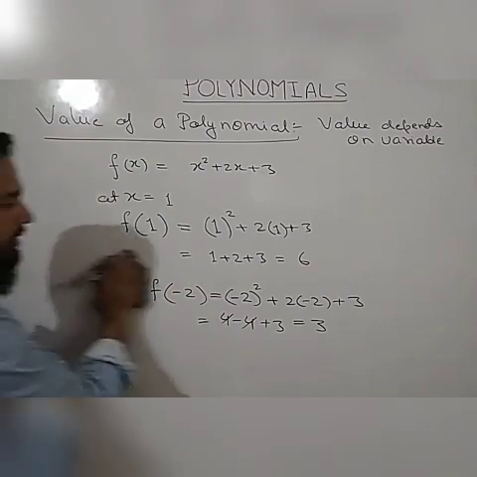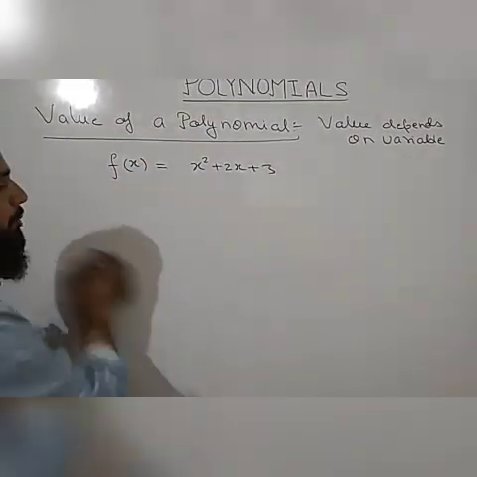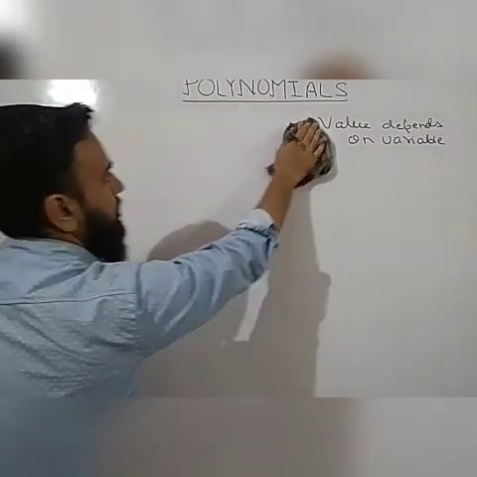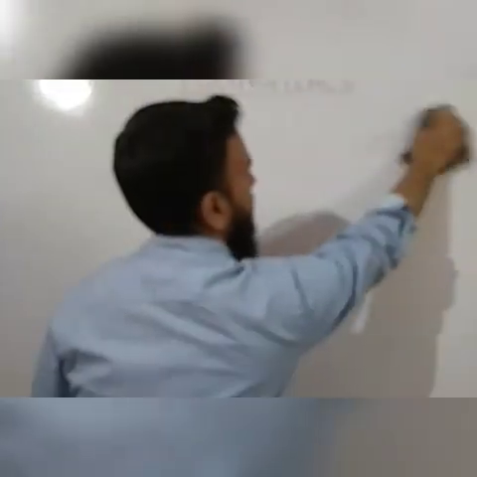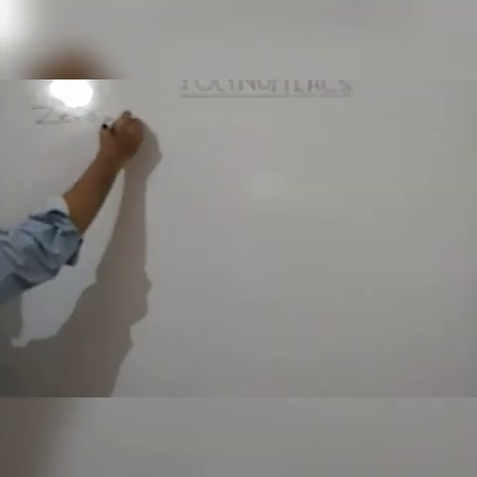Now the most important term in the polynomial, which is generally used, and it will be used in class 9th as well as in class 10th also, that term is zero of a polynomial.